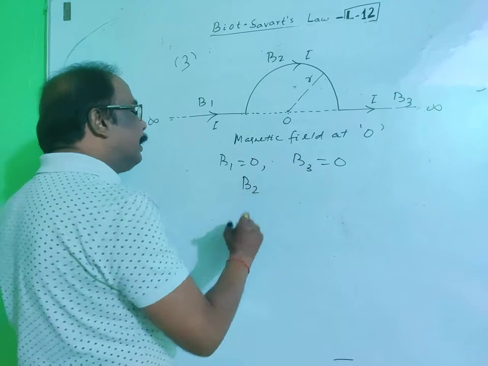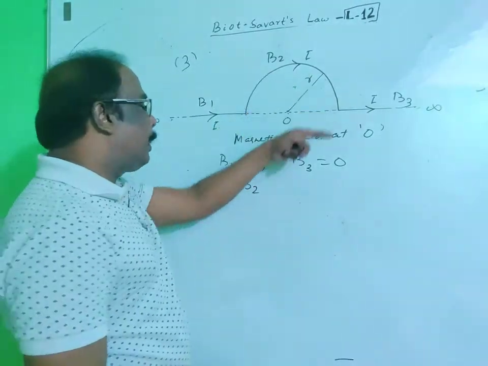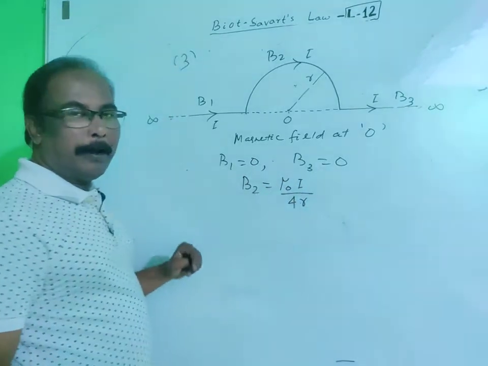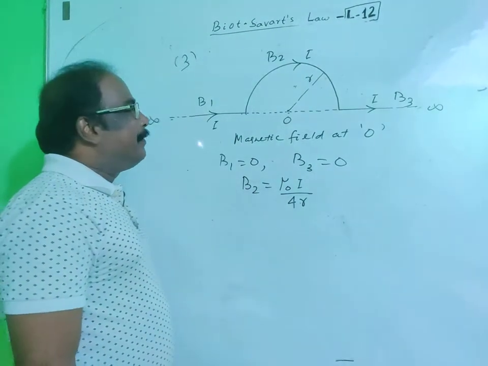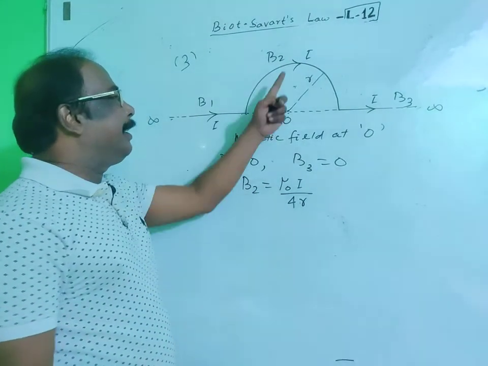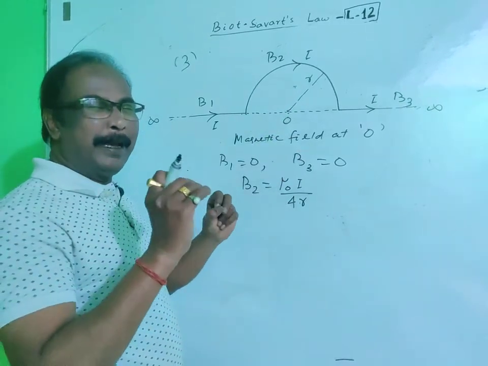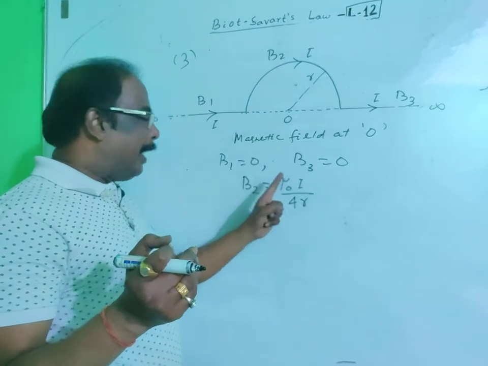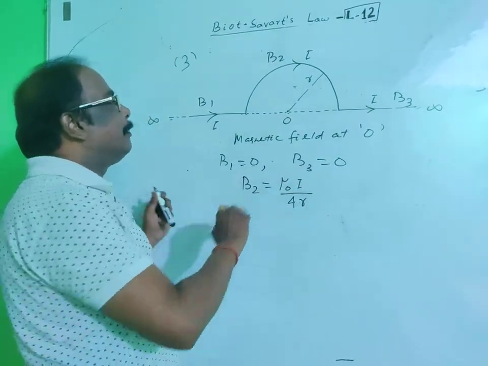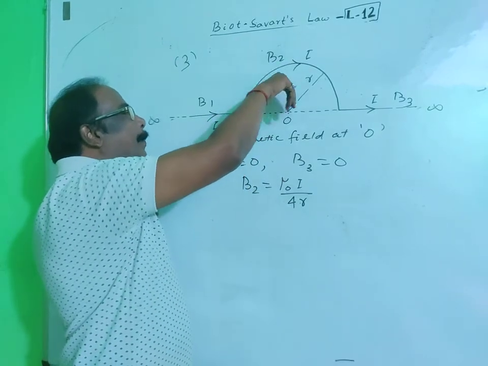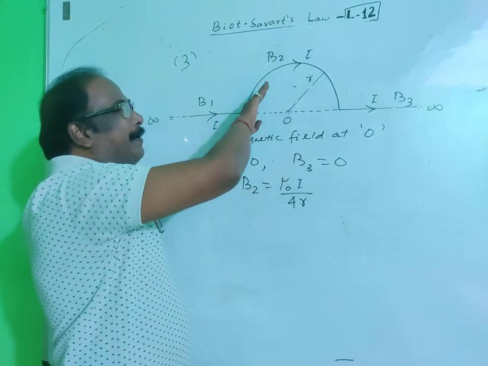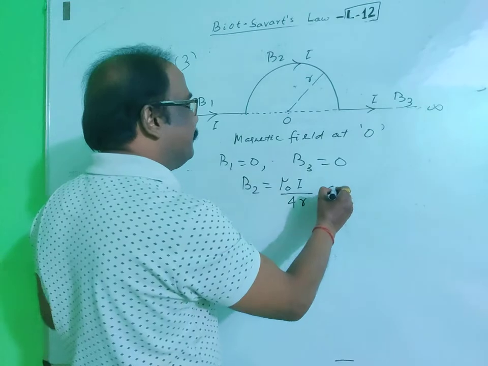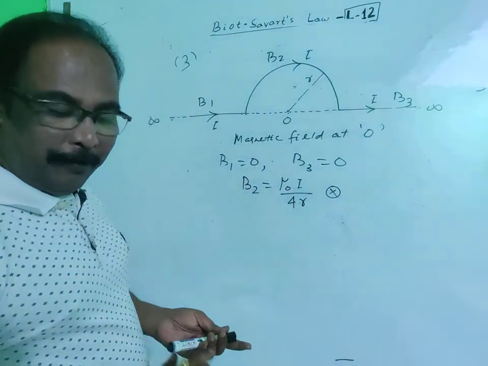Then only the magnetic field due to the semicircular part has to be calculated, and it is mu naught I by 4r. We have discussed that the magnetic field due to a semicircle carrying current I at the center is half the magnetic field due to the total circle. The total circle gives mu naught I by 2r, and half means mu naught I by 4r. Then direction: current is flowing in clockwise, so inward. Clockwise, just turn your finger, the magnetic field is inwards. So cross. Very easy.